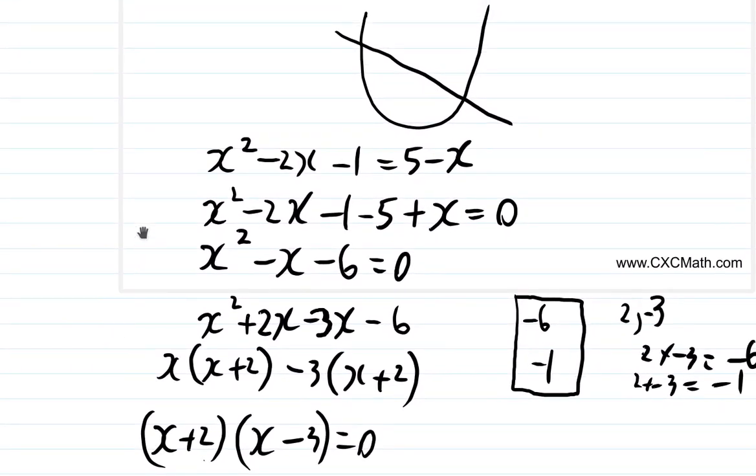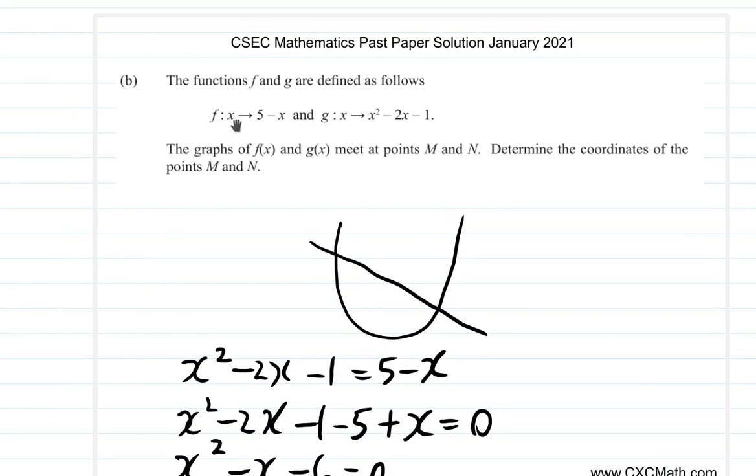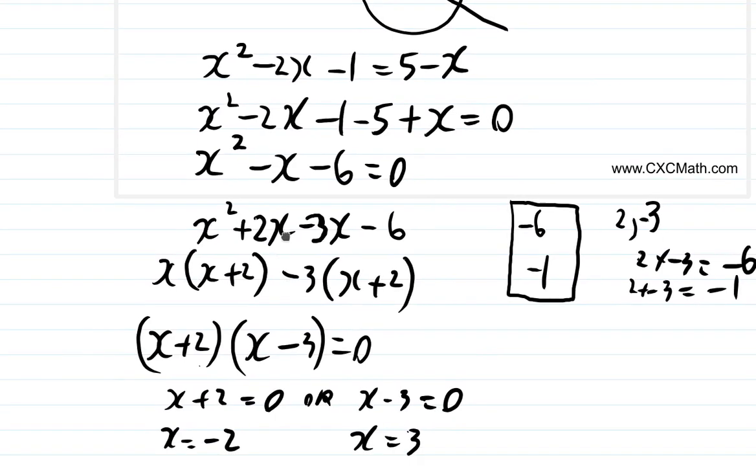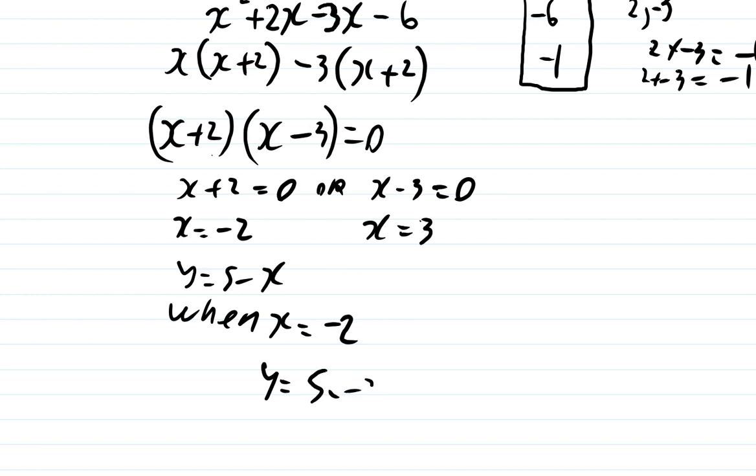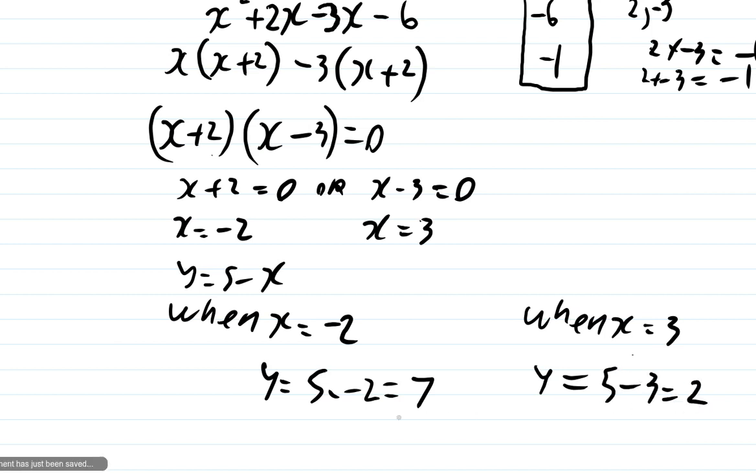You have values of x. You need to find the values of y. Let's use the linear equation, 5 minus x. And let's rewrite it as y is equal to 5 minus x. When x is negative 2, then y is 5 minus negative 2, which is what? 5 plus 2 is 7. When x is equal to 3, y is equal to 5 minus 3, which is 2.